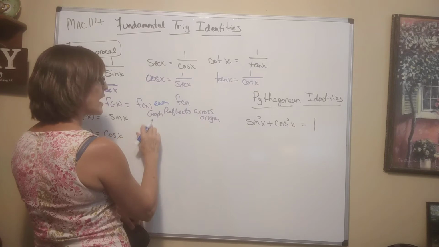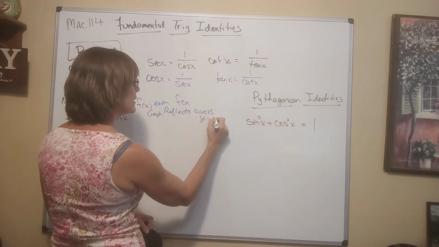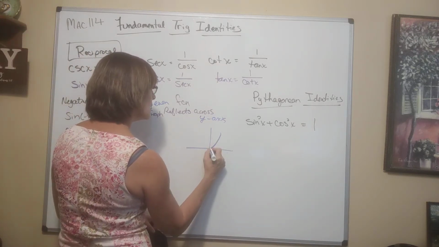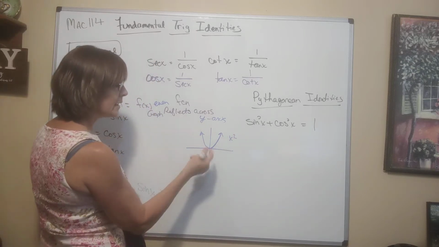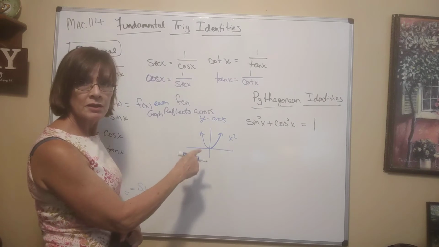And this graph reflects across not the origin, but across the y-axis. So here's a graph that does that. X squared. When you look at it, it looks the same on both sides of the lattice. That's an even function. That's what it looks like.